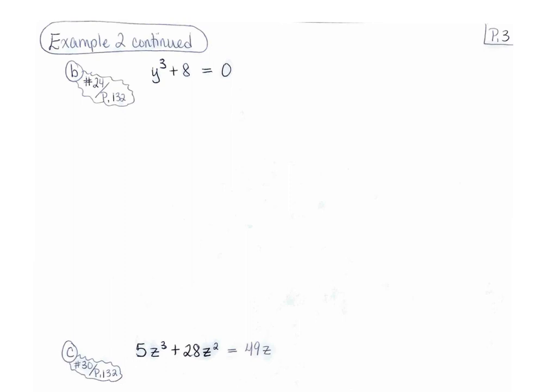So here in part B, we have y cubed plus 8 equals 0. Well, notice that 8 is the same thing as 2 cubed. So this is really y cubed plus 2 cubed. And we're adding this, so we can call this a sum of cubes.